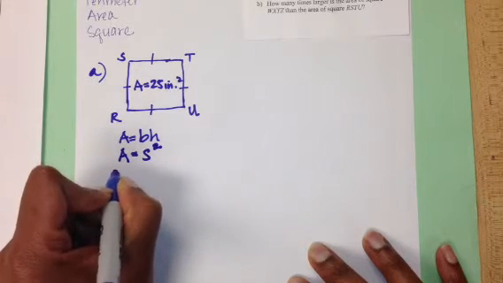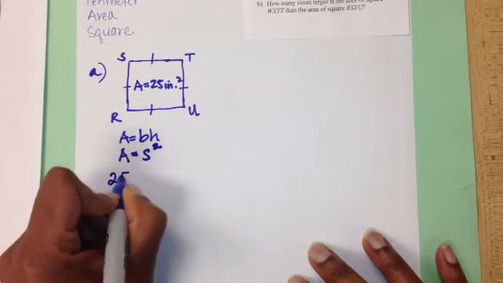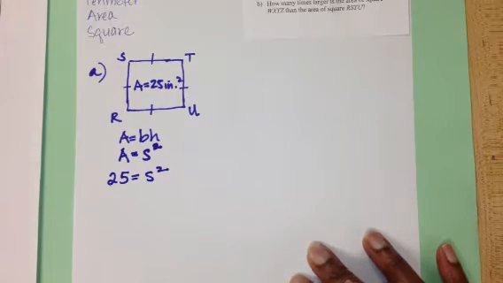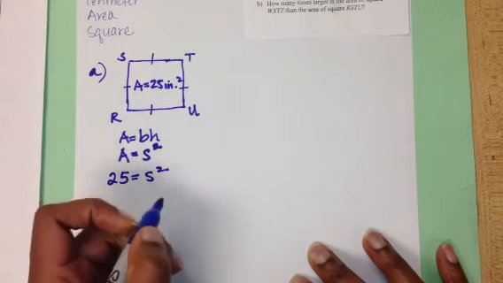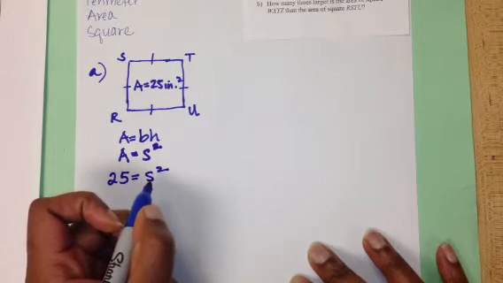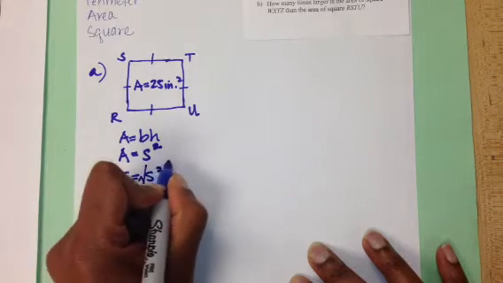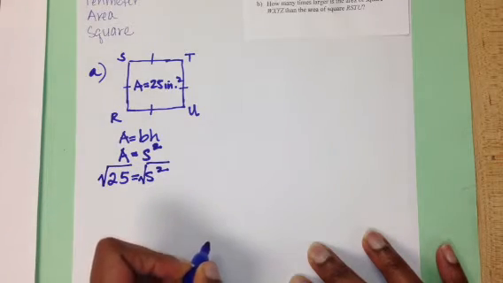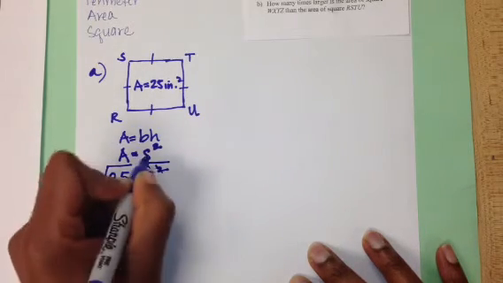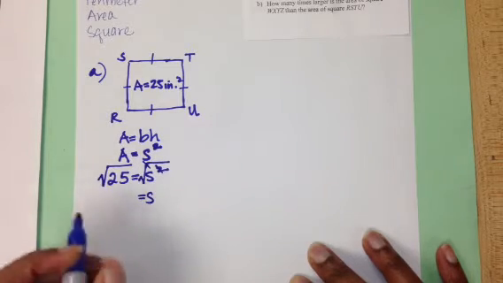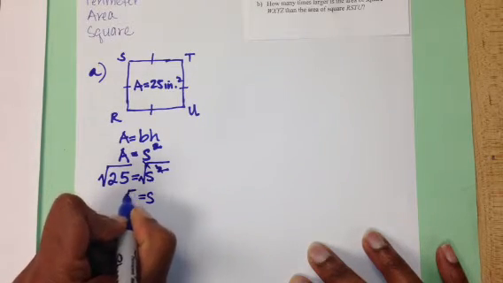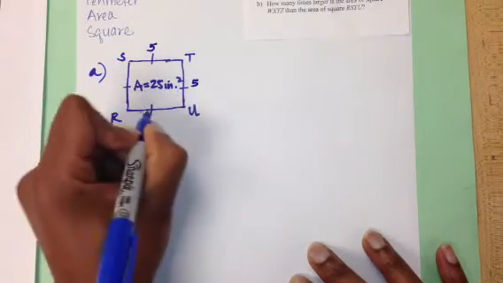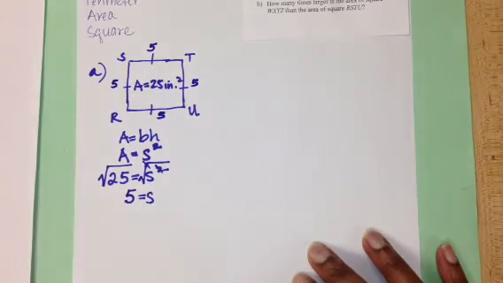If we know that our area is 25, and we're trying to find the sides, we're going to solve for S. If we have something that is squared, to undo a square, we take the square root. If I take the square root on this side, I have to take the square root on this side as well. My square root cancels out my square here, so we're just left with S. And the square root of 25, I know it's 5. So the side of my square is 5.